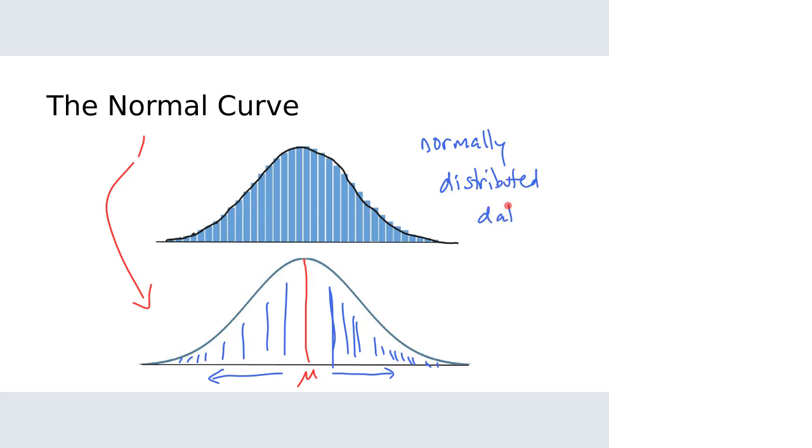So for data that is normally distributed, meaning that if we make the histogram, it looks like this, we can take the bars away and just use the curve instead. The mean is going to be exactly in the middle, and the number of data points tapers off as you get further away from the mean on both sides. It's going to be symmetric about the mean also.